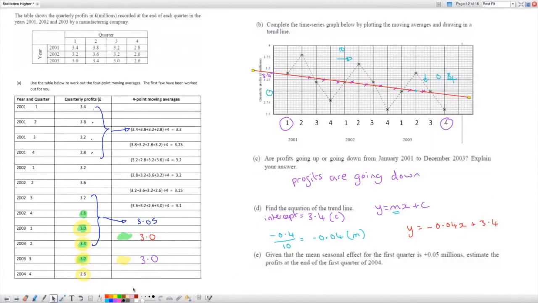So here we will be looking at 2.9 added onto our 0.05 million, which gives us a total of 2.95 million.